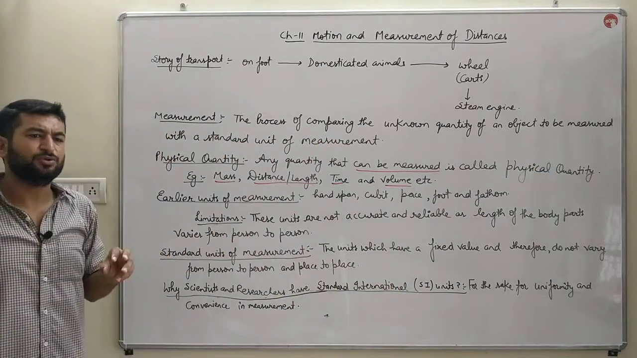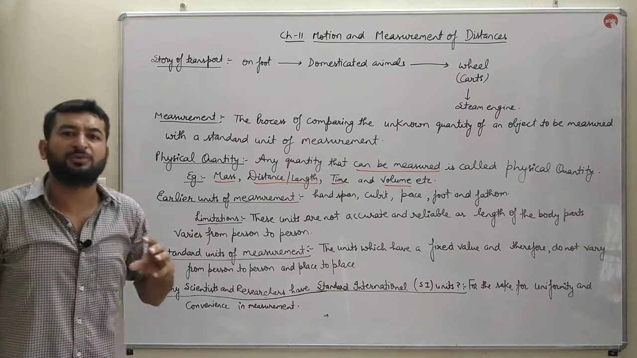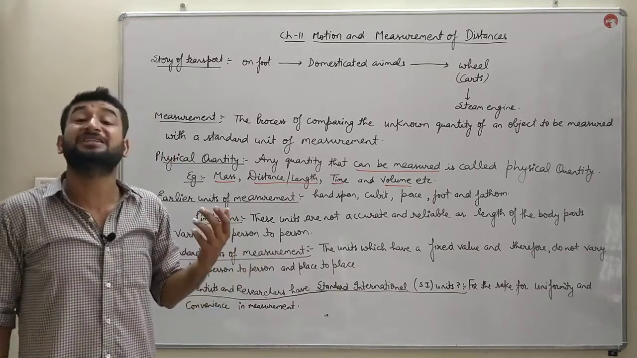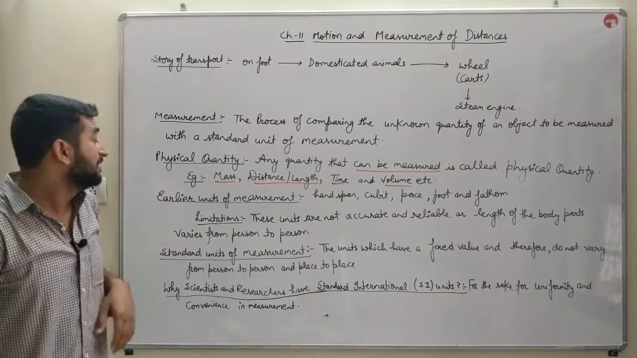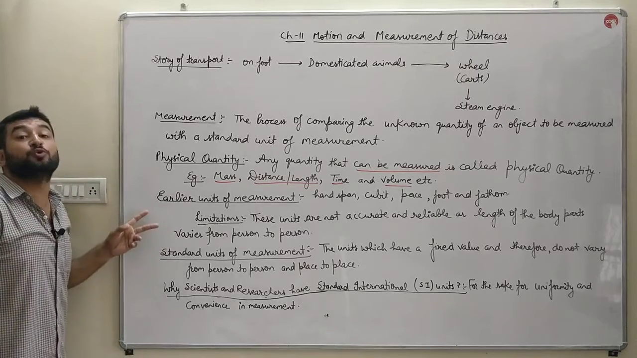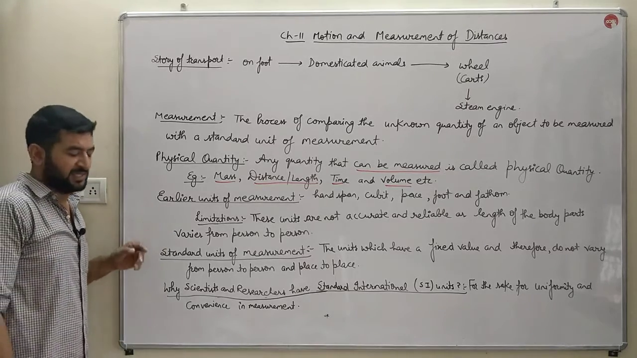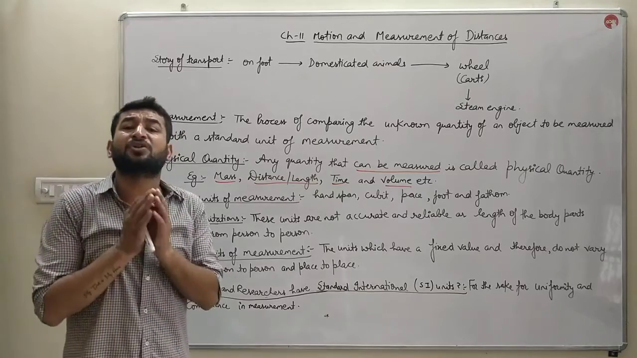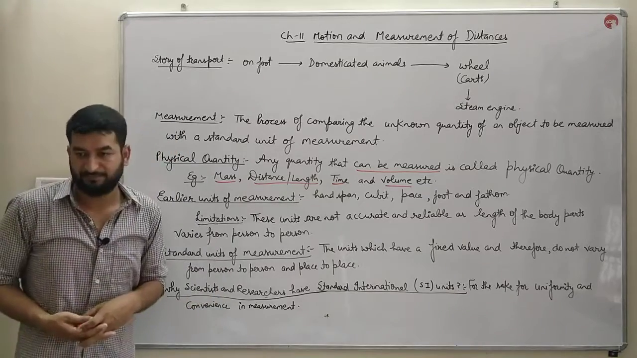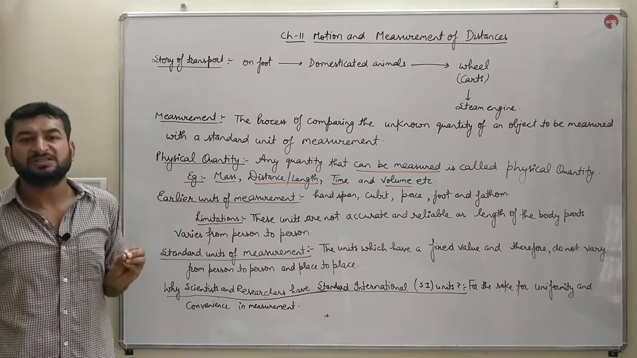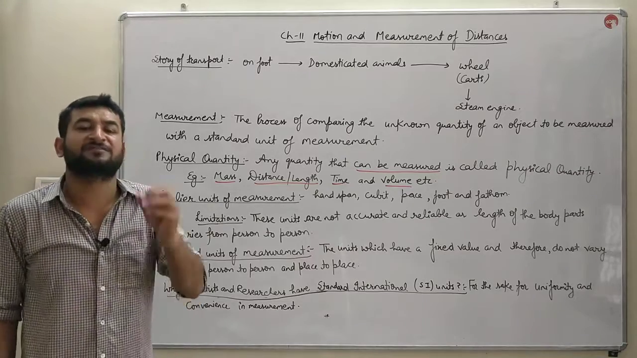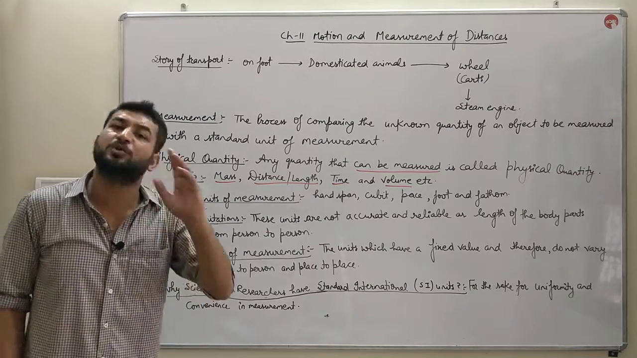One fathom generally equals, in the case of a normal adult human, 6 feet. But that varies from one person to another. That is the limitation of those earlier units. Those earlier units are not accurate and reliable. Why? Because the length of body parts varies from one person to another.